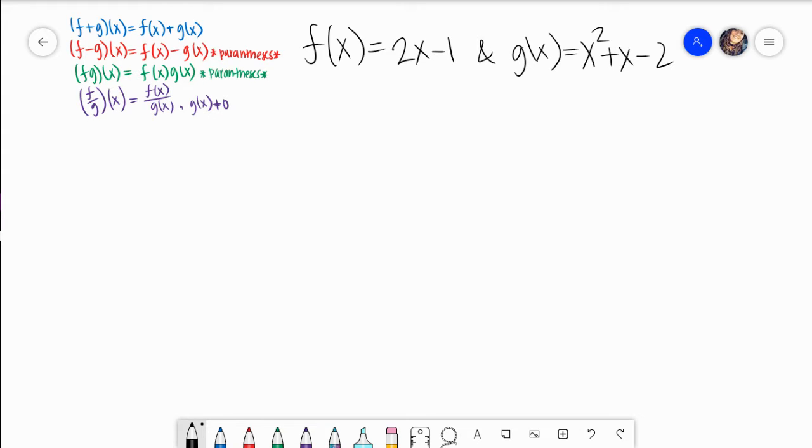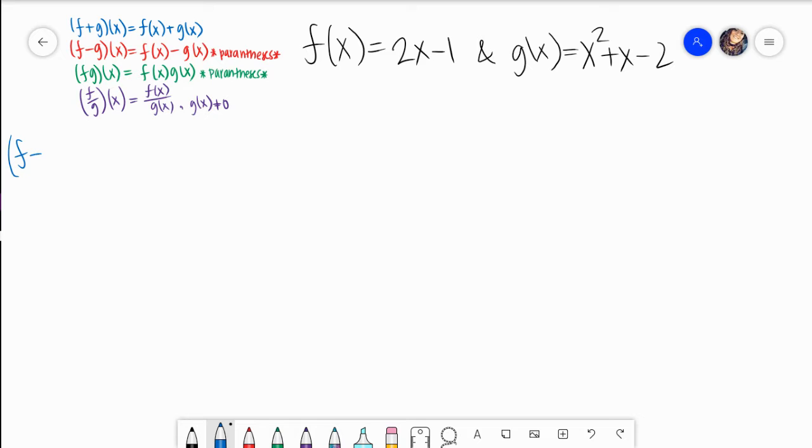And then we have our quotient function where you will take your f of x divided by your g of x, and this is where our g of x does not equal 0. So you will actually figure out what the answer is and then also what their domain is. So our f of x is 2x minus 1, and our g of x is x squared plus x minus 2. So first, let's do our sum of functions.